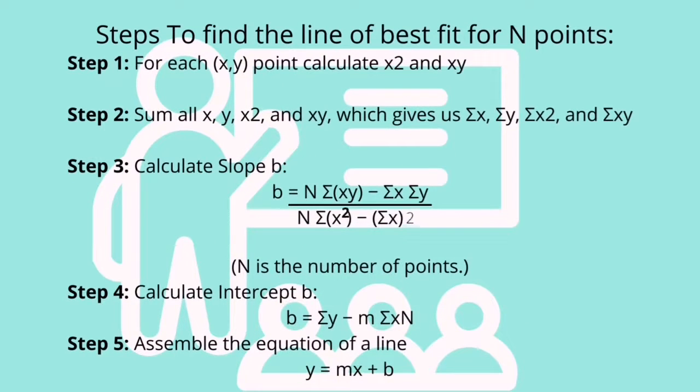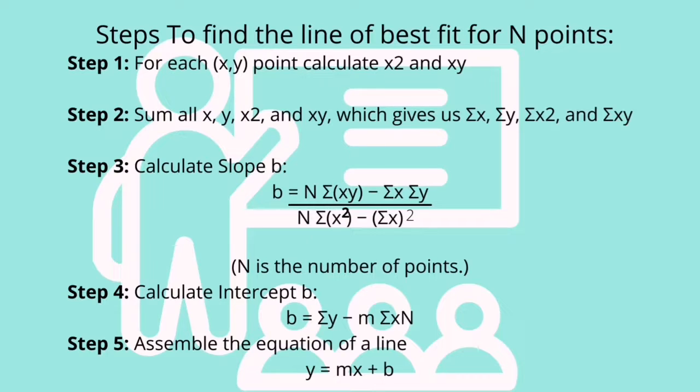So here are the steps to find the line of best fit for n points. Step 1. For each x and y point, calculate x squared and xy. Step 2. Sum all x, y, x squared, and xy, which gives us the sum of x, the sum of y, the sum of x squared, and the sum of xy. Step 3. Calculate the slope m using the formula m is equal to n multiplied by the sum of xy minus the sum of x multiplied by the sum of y, over n multiplied by the sum of x squared minus the sum of x, squared.